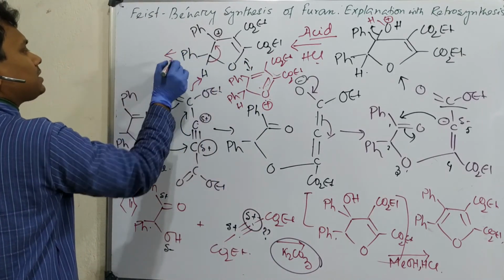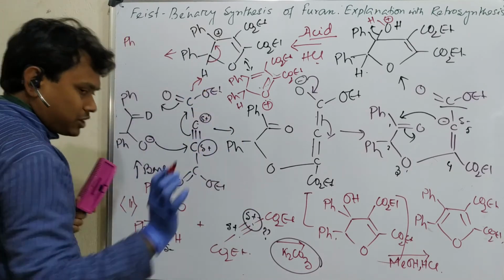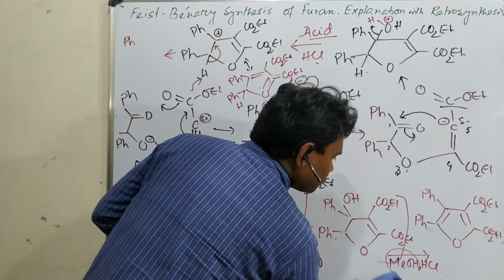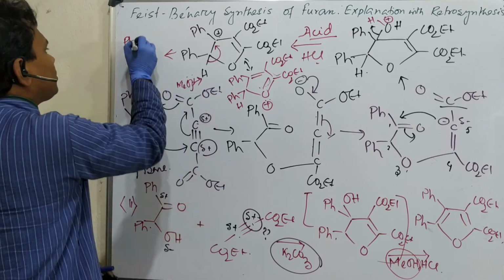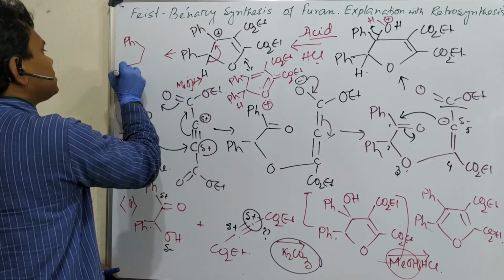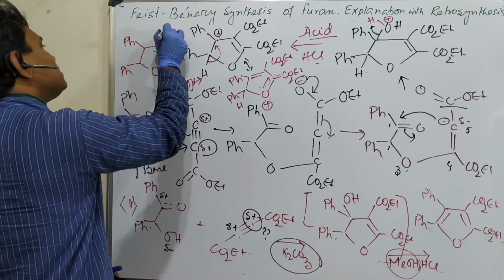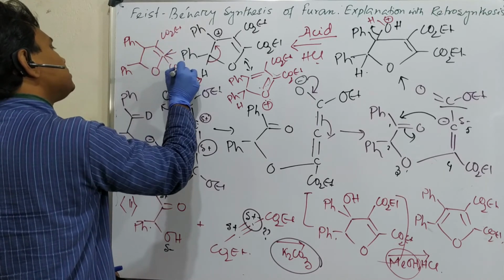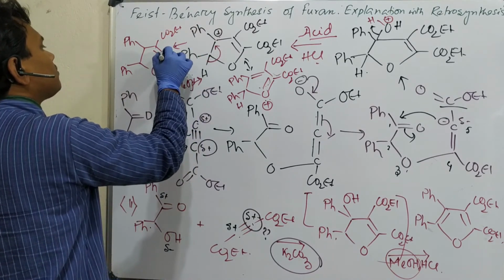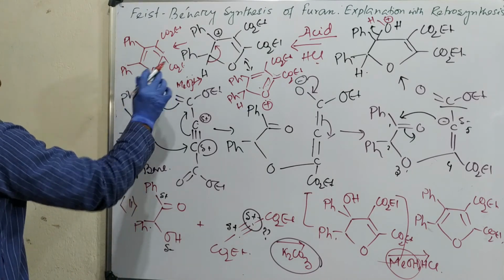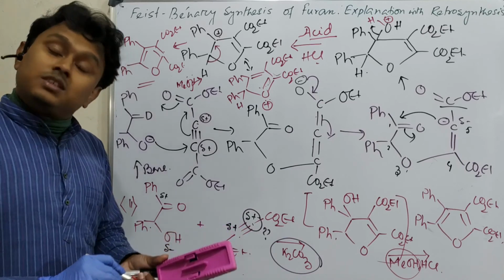So the ultimate product is, by a water molecule, or actually I should say methanol, because methanol is given. So a methanol molecule is expected to abstract this proton. CO2Et, this is CO2Et. Fine. So this is the target furan. This is the overall discussion, and this is the end of this discussion.